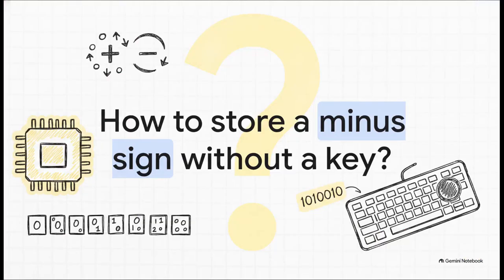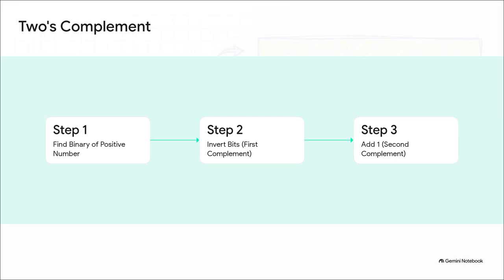Think about this for a second. If I ask you to store a positive 42 in an 8-bit byte, it's pretty straightforward. You just translate 42 into its binary equivalent. But I want you to ask yourself, how do you store a minus sign when you don't have a minus key? In a strictly binary world made entirely of zeros and ones, how do we tell the computer that our number is, say, negative 42? The answer actually lies in this brilliantly elegant mathematical trick called 2's complement, and it works in 3 really simple steps.